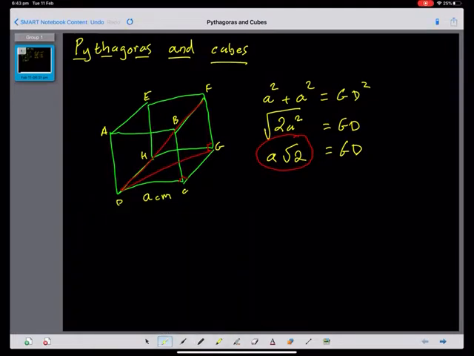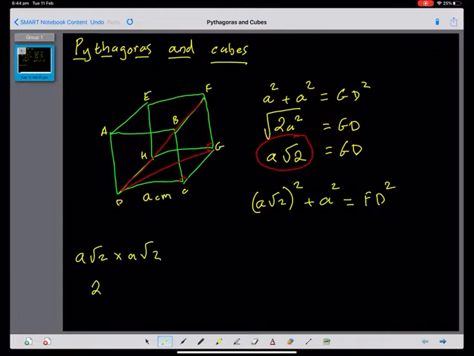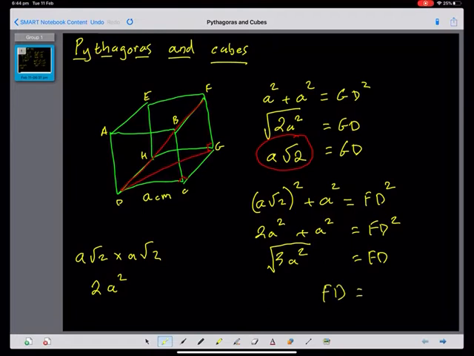to find the diagonal FD. Okay, so we've got a root 2 all squared plus a squared is equal to FD squared. Okay, so let's deal with a root 2 multiplied by a root 2. That's just going to be simply 2a squared, using the same property that a square root squared is just the number below. So we get 2a squared plus a squared is equal to FD squared. Okay, so we can collect like terms. That gives 3a squared, and we can square root both sides. And we can simplify that to give a root 3.